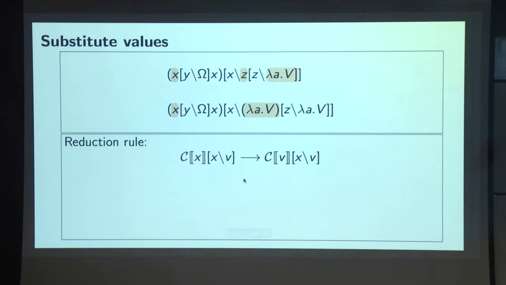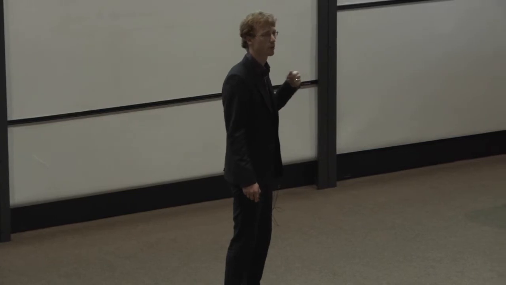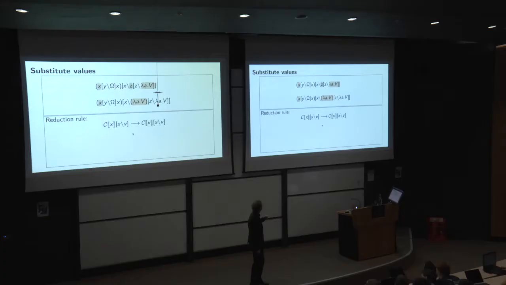And in the end, what we get is that x is bound to something which is a variable z itself bound to something which is a value. It's a lambda. So this time, we can substitute the value and we can go on with the computation. So the second reduction rule tells us exactly this.